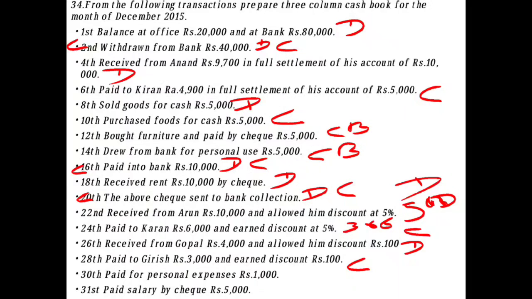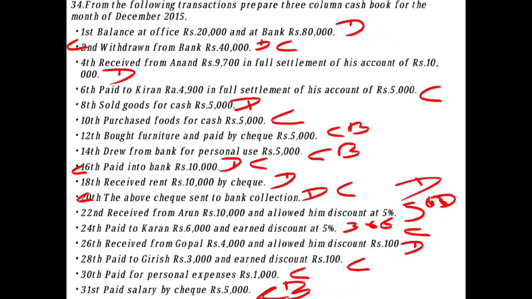Then paid for personal expense, drawings, so on the credit side you should record by drawings, cash column 1,000. Now paid salary by check, credit side, bank column you should write because it is paid by check you have.